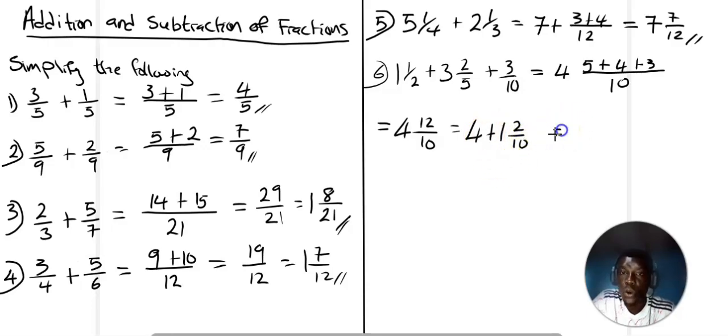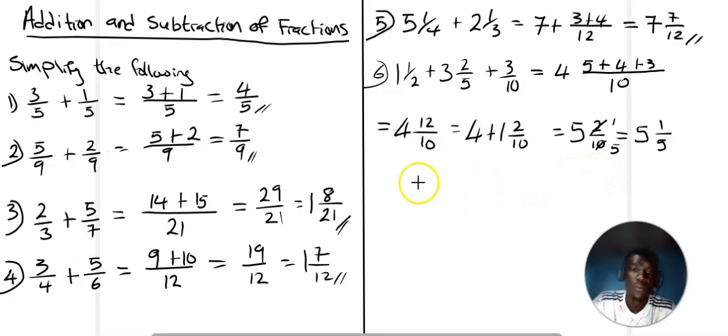So this 4 plus 1 will give you 5. You have 5 whole number, 2 over 10. 2 over 10 can be further broken down into the lowest term. So you have 5 whole number. 2 divided by 2 will give you 1. 10 divided by 2 will give you 5. So 5 whole number 1 over 5, and this is our final answer.